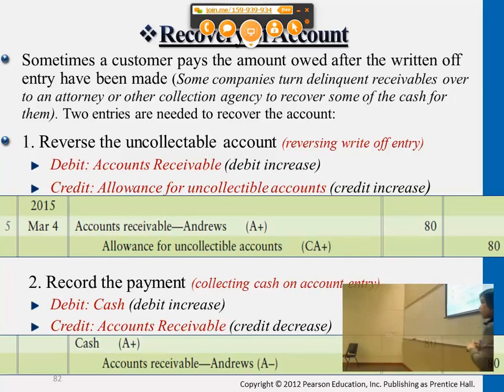And one is estimation, one is writing off bad debt clients. Third one is reversing it if clients pay back the money. Fourth one, regular cash collection entry.